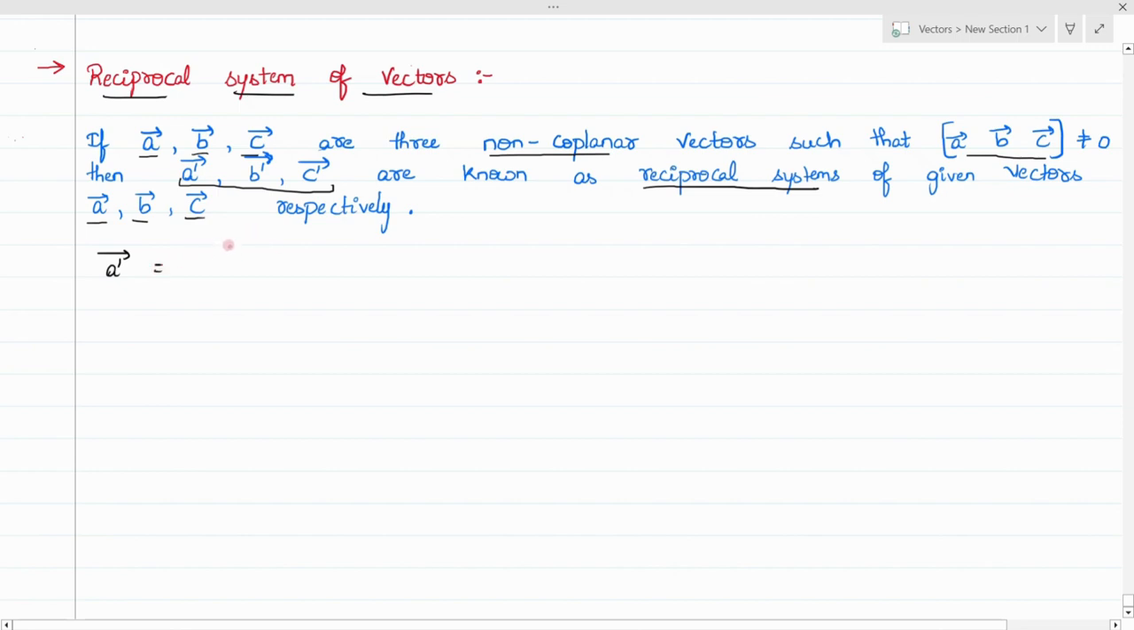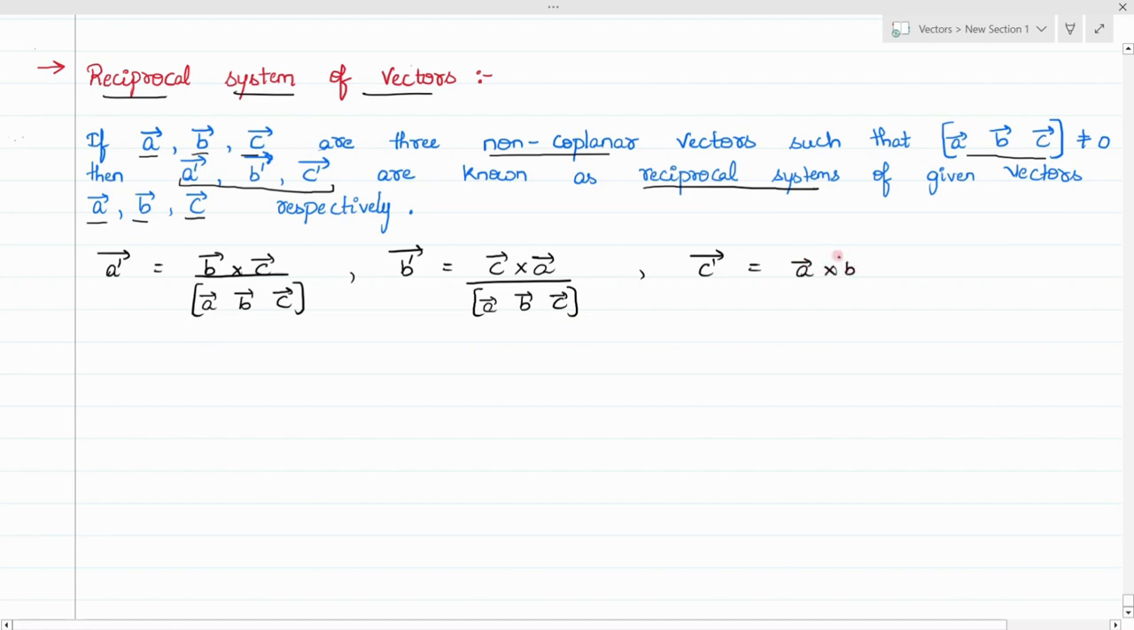That is A dash vector is equal to B vector cross C vector by box of A, B, C. Box product is nothing but scalar triple product. Similarly, reciprocal of B vector is given as C cross A by box A, B, C. And reciprocal of C vector is given as A cross B by box of A, B, C.